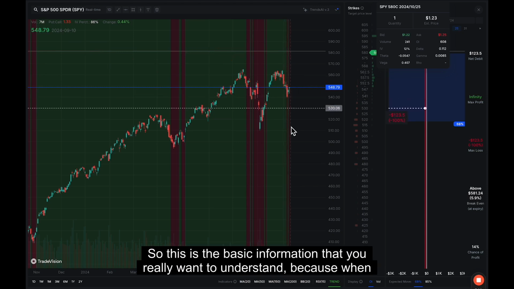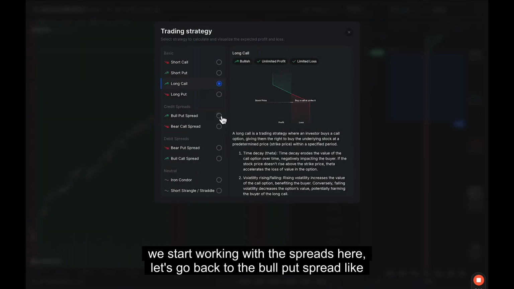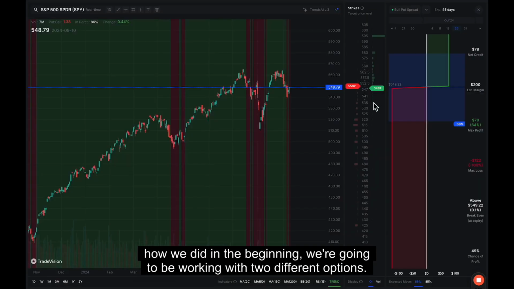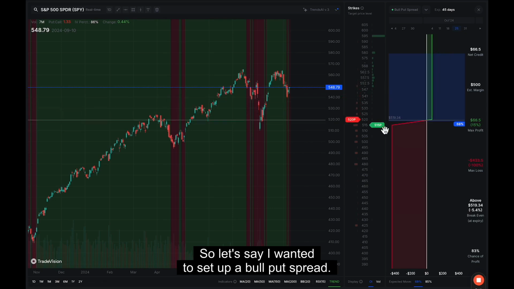So this is the basic information that you really want to understand, because when we start working with the spreads here, let's go back to the bull put spread like how we did in the beginning. We're going to be working with two different options. We're going to be selling a put and buying a put both at the same time. So let's say I wanted to set up a bull put spread.